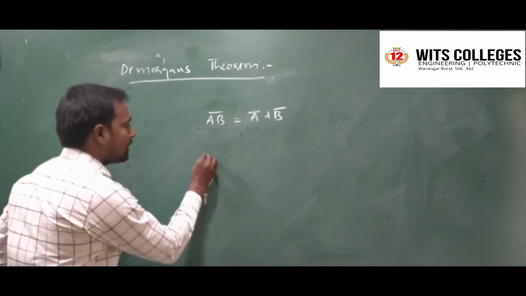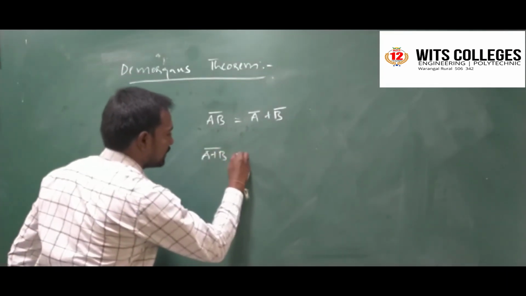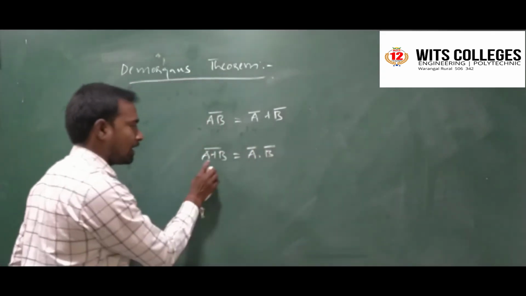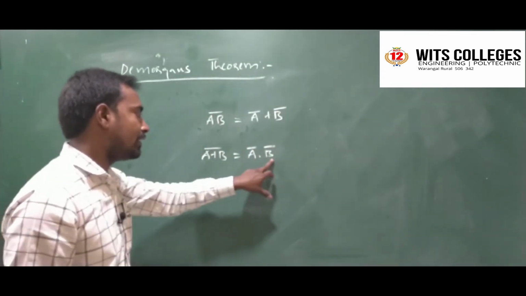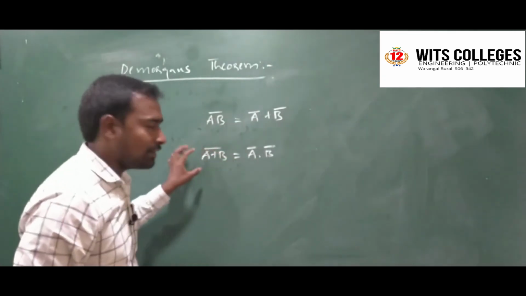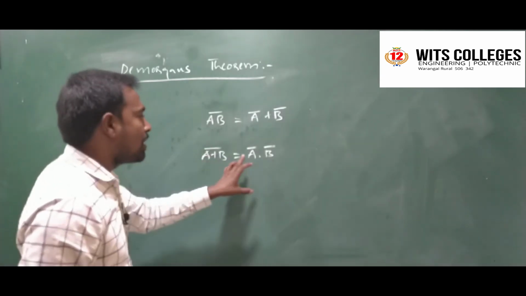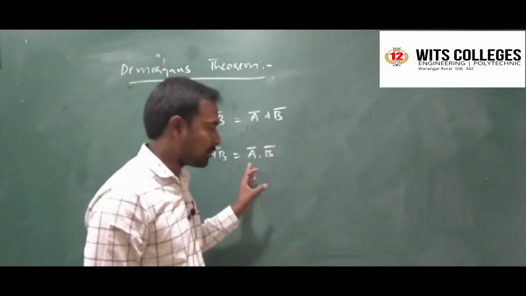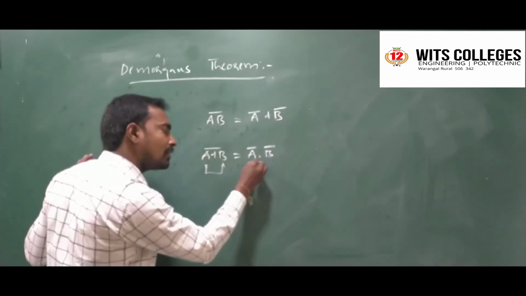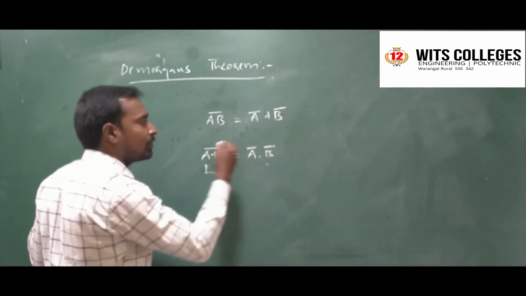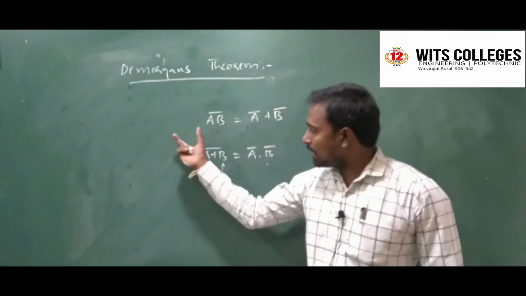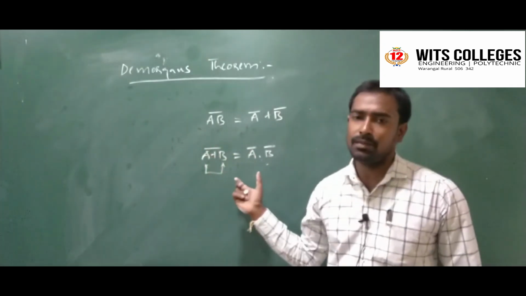And the second one, A plus B whole bar is equal to A bar into B bar. That means the complement of the sum is equal to the product of the complements. So we add both, and the complement can be written as A bar into B bar. These are the two De Morgan's theorems.